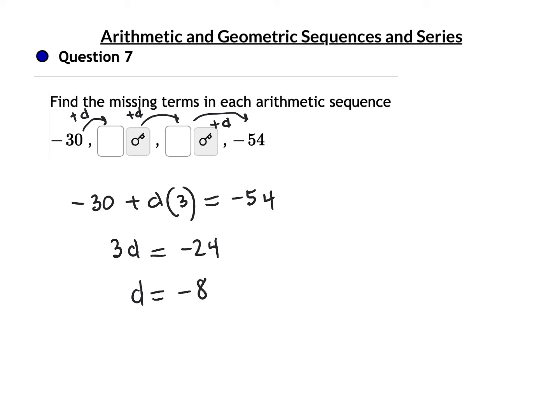So from negative 30 to the next spot, I'm going to add negative 8. That's negative 38. And to get to the spot after that, I'll add negative 8, and I get negative 46. And then if I add negative 8 again, I get negative 54.